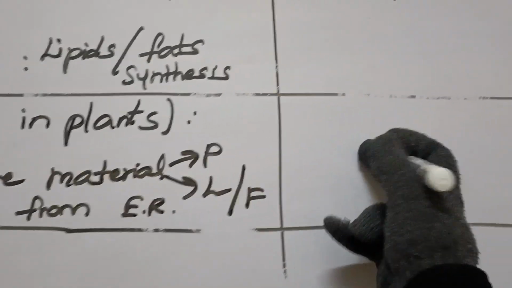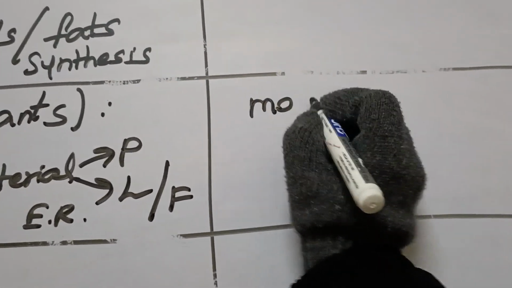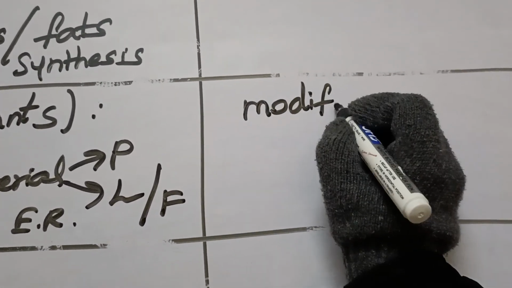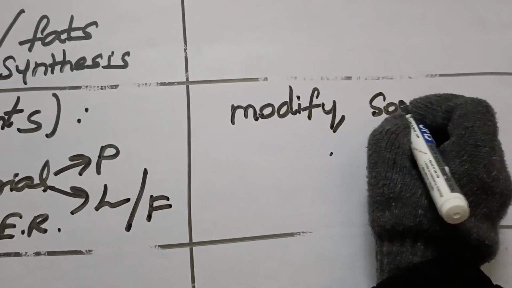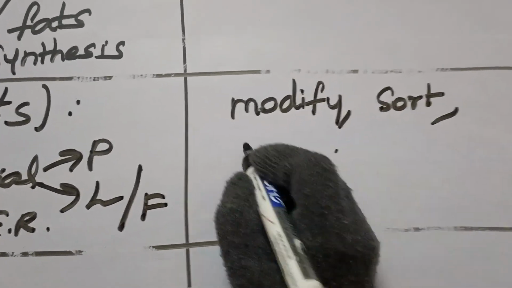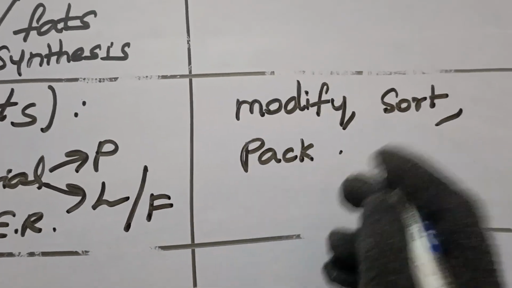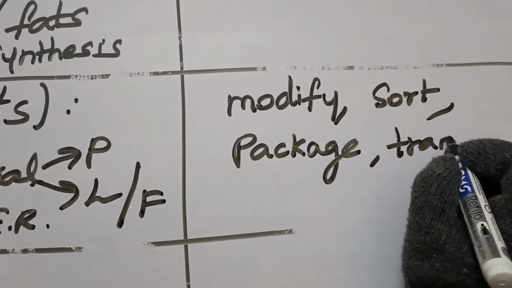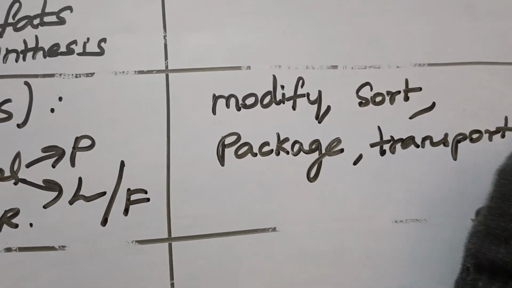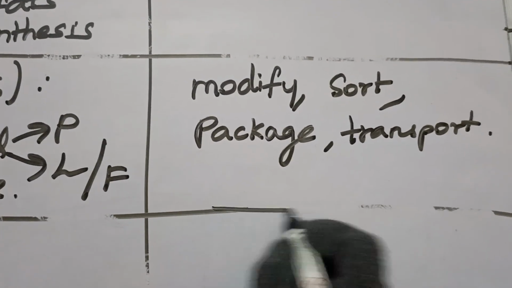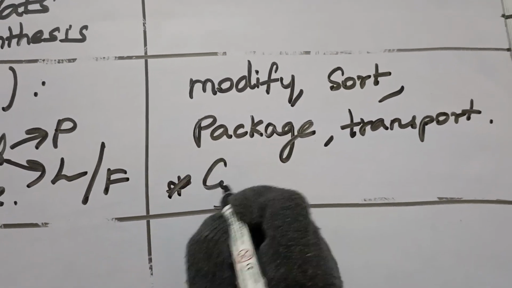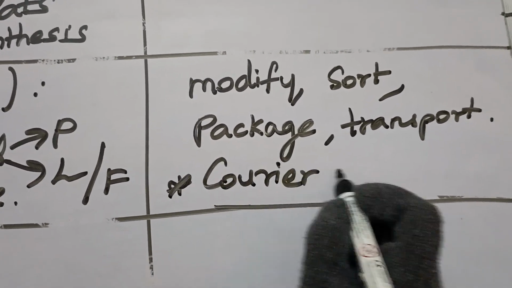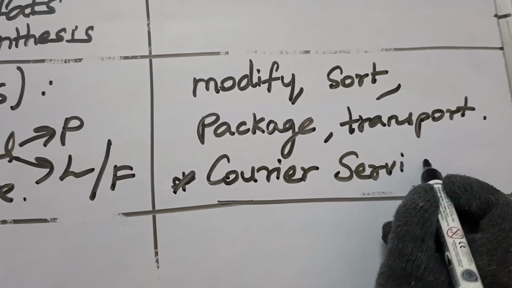So after receiving, what is it going to do? It is going to sometimes modify. Modify means change it, or it is going to arrange it, sort it, and then package it. It is going to pack it, and then transport it further to different locations of the cell. Overall, it is acting like a courier service or post office. Clear? Moving ahead.